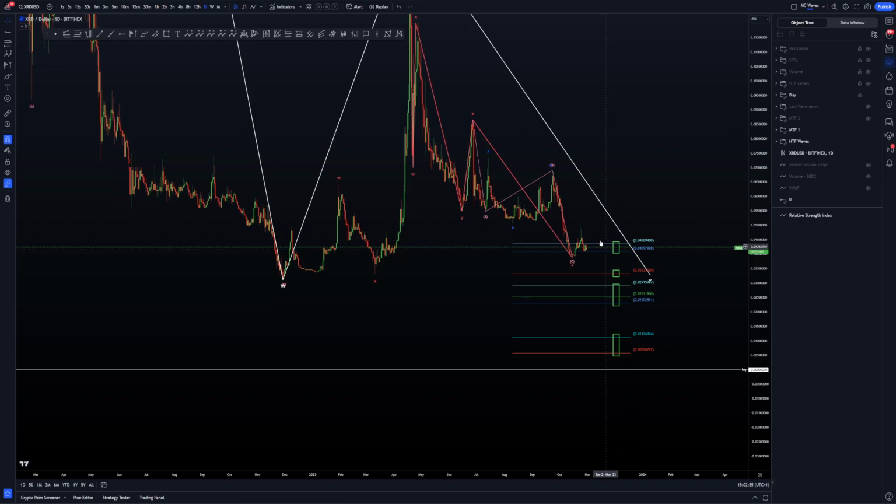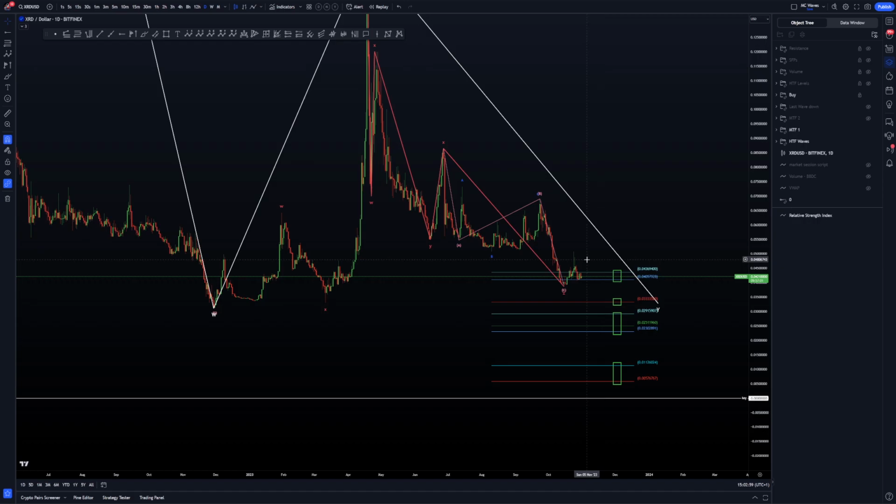You have the targets in case we have to bounce from here or to go lower, and now what we can plan is simply the targets if we have to go above.